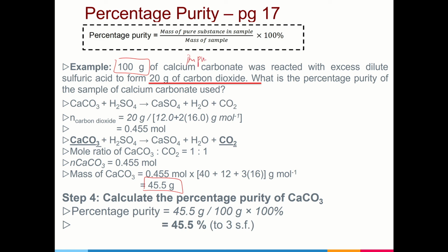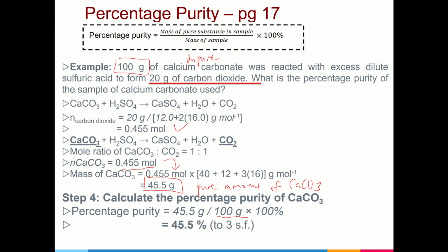So I have to work backwards. I know that 20 gram of carbon dioxide is formed. I calculate the number of moles first, and then I use my mole ratio to find out the number of moles of calcium carbonate. From there, I can calculate the mass, the pure amount of calcium carbonate. So out of 100 gram, 45.5 gram is calcium carbonate, which also means only 45.5% purity.